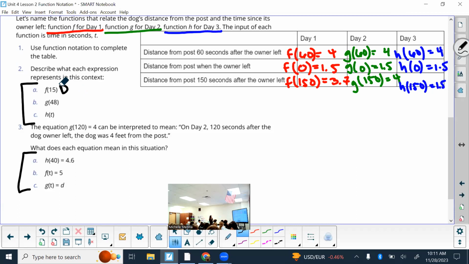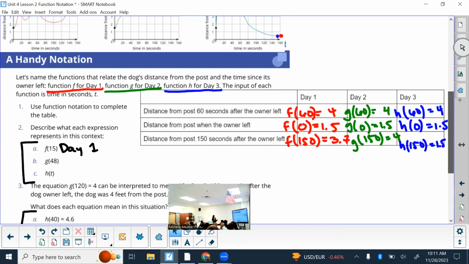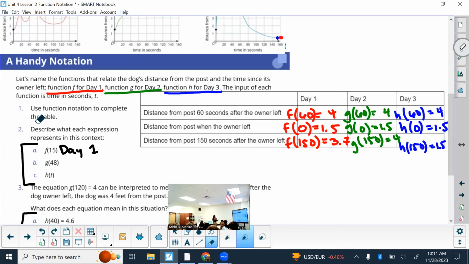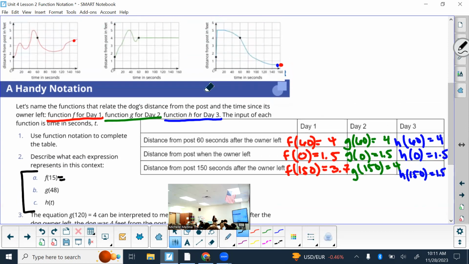So for day 1, and what about day 1? So we're trying to figure out at 15 seconds how far the dog would be. Does anyone know the answer for F of 15? Yeah, I would say a little over the 3. So yeah, something around there. So good.